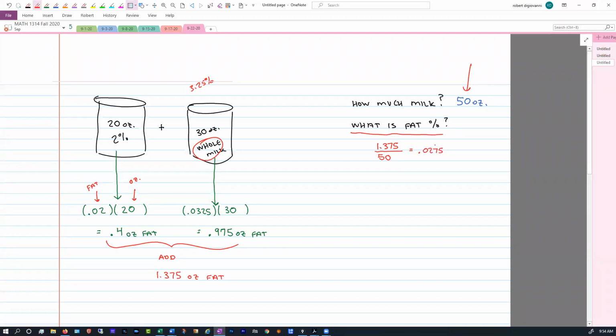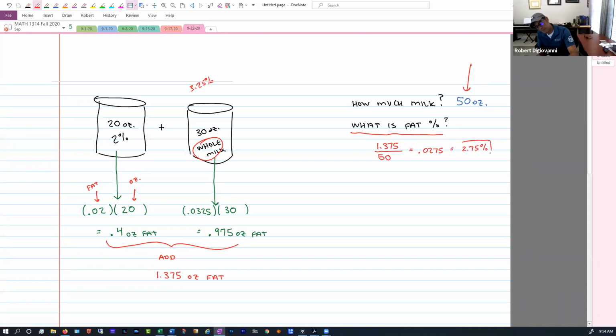0.0275. And then we convert that to a percentage, 2.75%. There we go. So if you take 20 ounces of 2% milk and 30 ounces of whole milk, mix them together, you now have a 2.75% fat content milk.